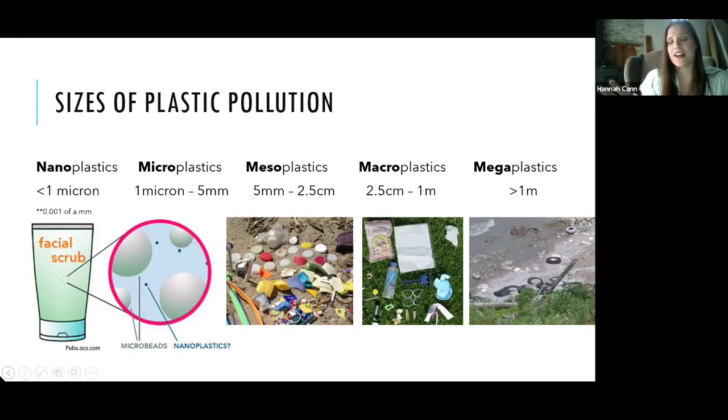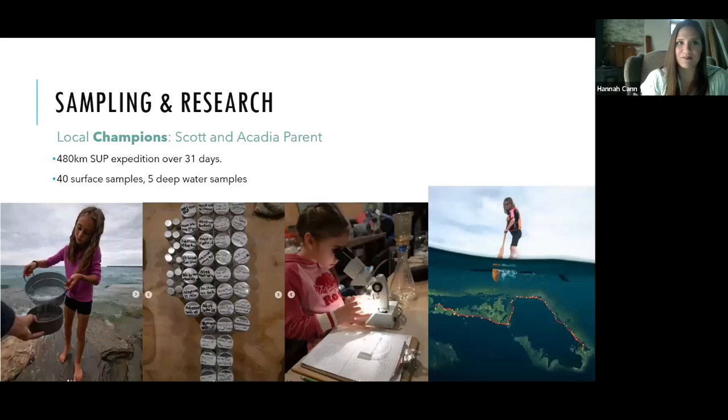Then we have macroplastics. That's a huge size range from 2.5 centimeters to 1 meter. And then megaplastics, and these are over 1 meter in size. They're tires, other large patio furniture type items that wash up on the shorelines.